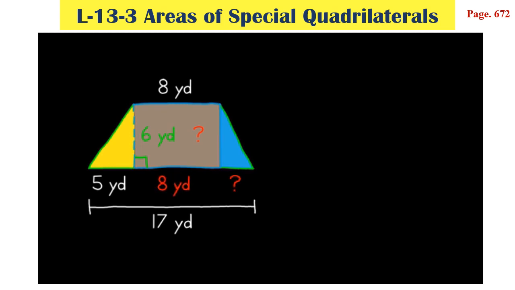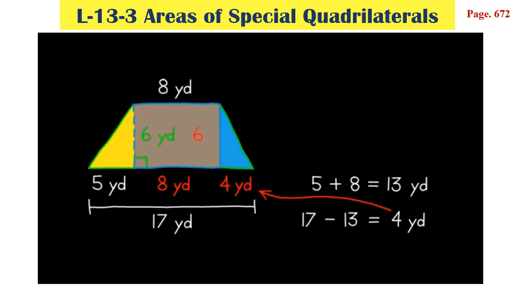The side opposite the width equals 6 yards. The 3 measures along the base of the trapezoid must add up to 17 yards. The 2 measures we know add up to be 13 yards. We can subtract 13 yards from the total length, 17 yards. We discover that the third measure equals 4 yards.